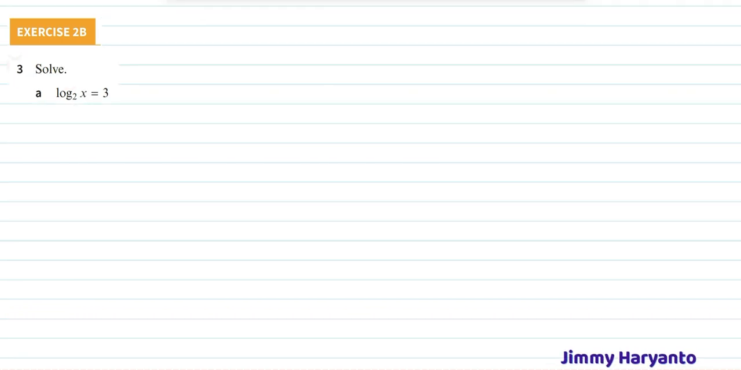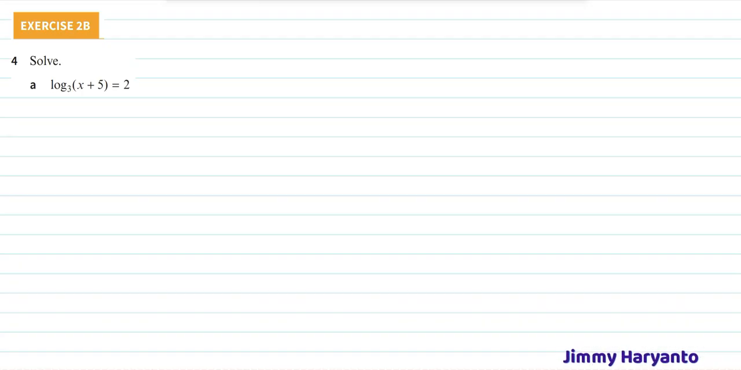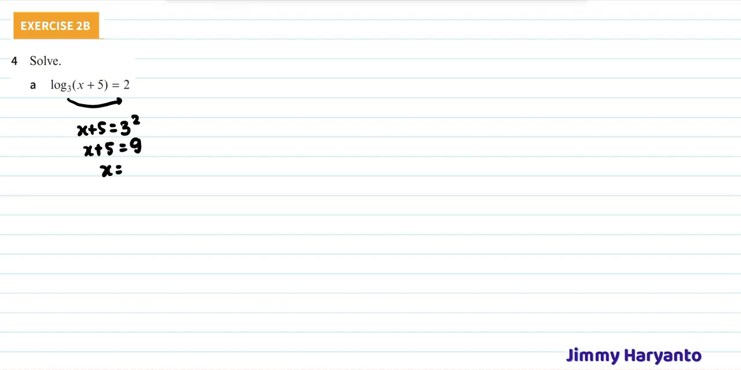Next is question 3. We have to solve this. That means you only have to move the log 2. You'll have 2 to the power of 3, and 2 to the power of 3 equals 8. Next is question 4. The same. You have to move the log 3. You will have x plus 5 equals 3 to the power of 2. So x plus 5 equals 9. And then x equals 9 minus 5 equals 4.